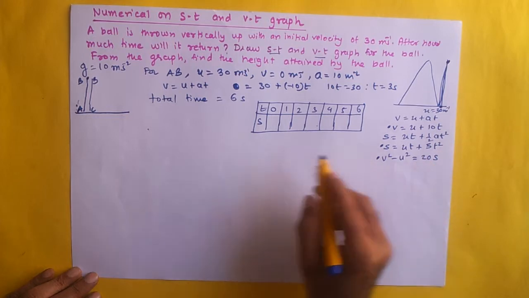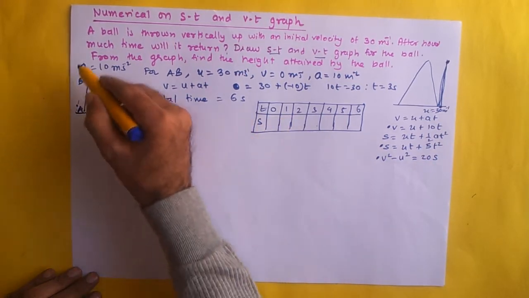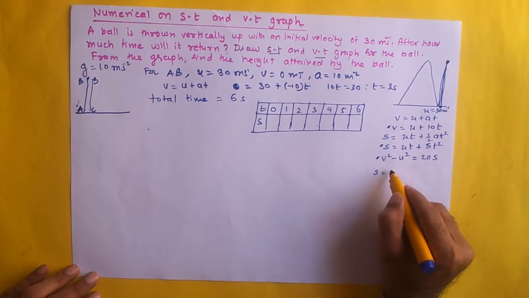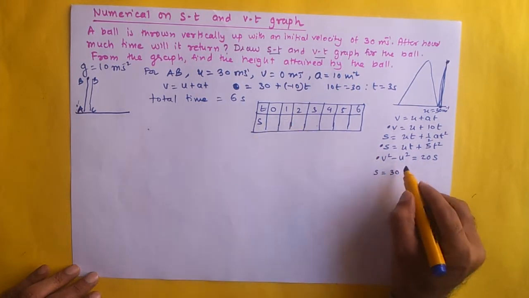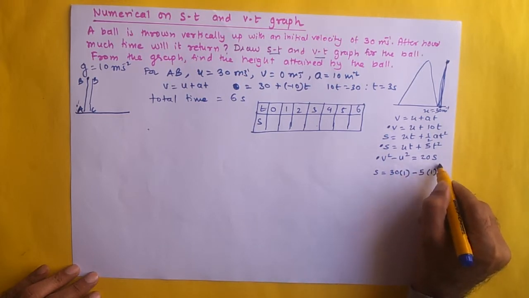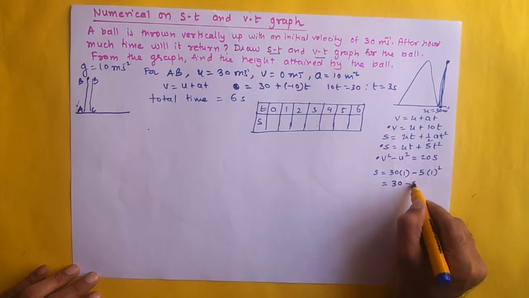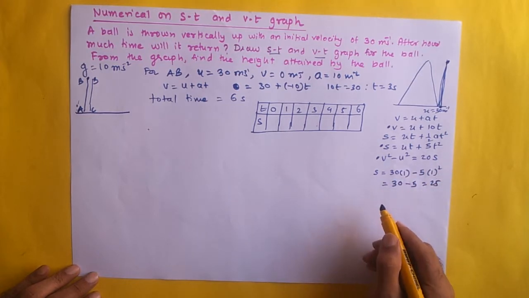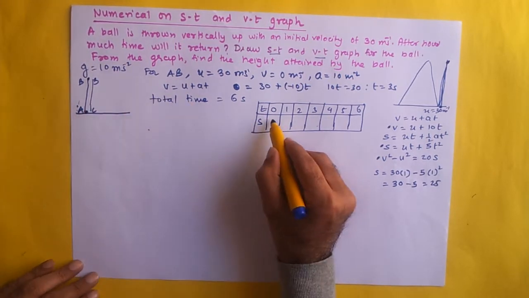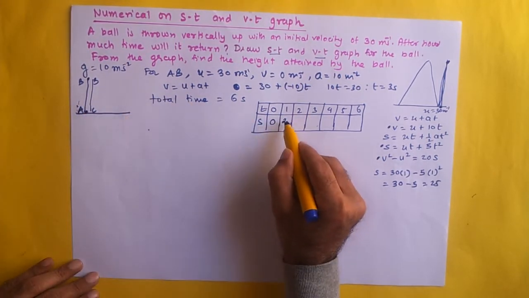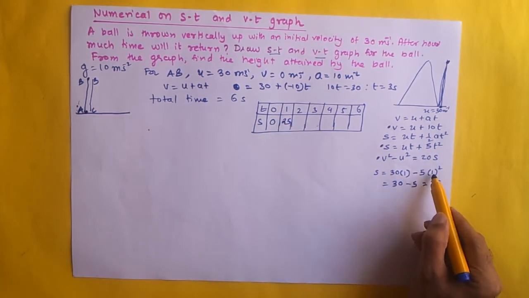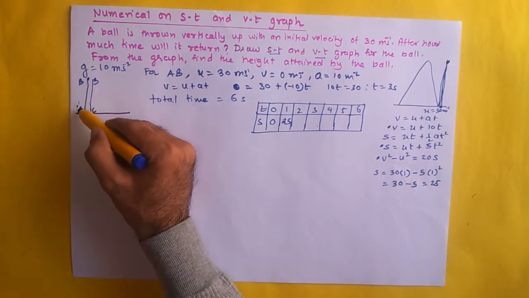So if I start the journey upwards, S is equal to ut minus 5t squared, where u is initially 30. In 1 second, I'll write out 30 into 1 minus 5 into 1 squared, which is equal to 30 minus 5, which is equal to 25. So initially, at its starting point, at time t equal to 0, displacement is 0. After 1 second, it would have covered 25 meters, as we have done over here.